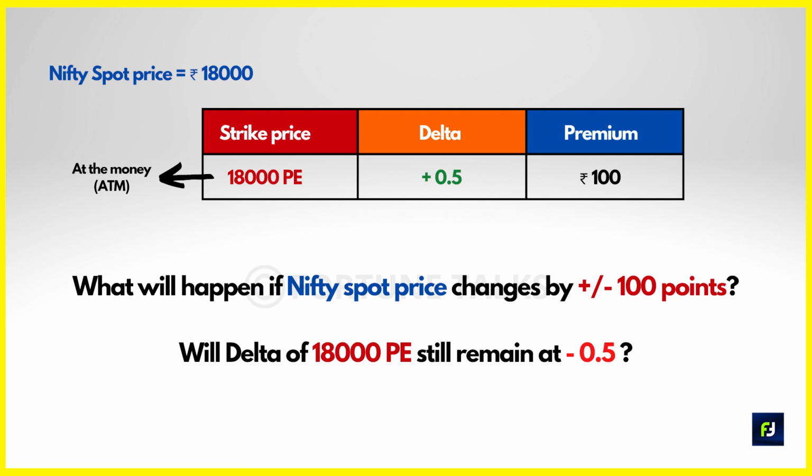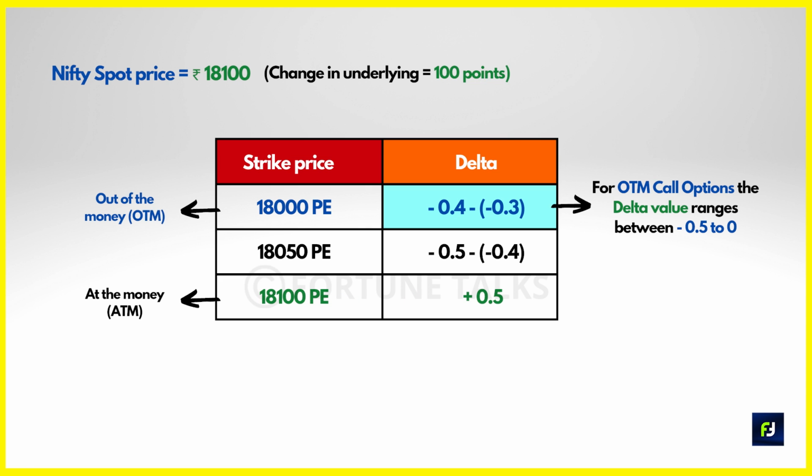Now what will happen to the delta value of the 18,000 put option when the Nifty spot price rises or falls by 100 points? That is, it becomes 18,100 or 17,900. Do you think the delta will remain at minus 0.5? No, the delta will actually change.